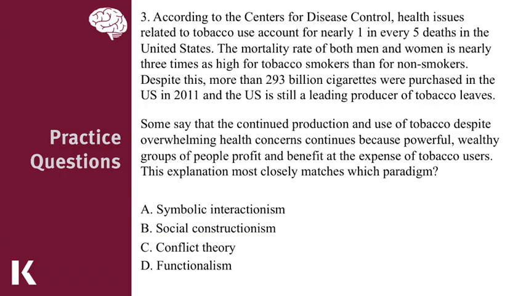In this example MCAT question, we learned that according to the CDC, nearly 20% of deaths are due to tobacco-related health problems, and smokers have a mortality rate 3 times that of non-smokers. However, cigarettes are still big business, and the U.S. is a leading tobacco producer. There is speculation that this is because the tobacco industry is so profitable, the producers can continue to benefit at the expense of the consumers. Which sociological theory best applies?